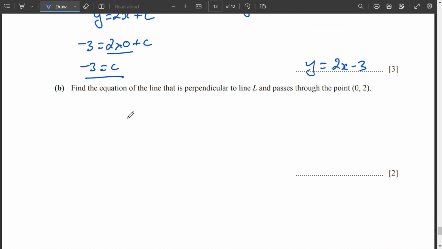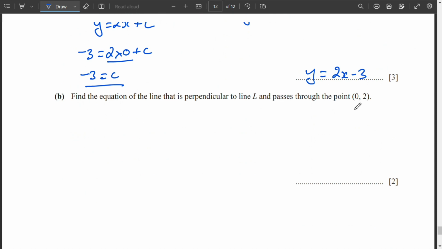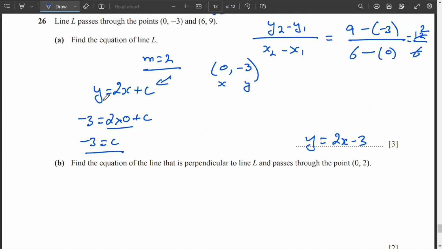Okay, now the B part. Find the equation of a line that is perpendicular to line L and passes through point (0, 2). Okay, we know that the above line has a slope 2. So consider this line M1 has slope 2. Now we have to find the equation of a line that is perpendicular to this. So you have to find actually M2.